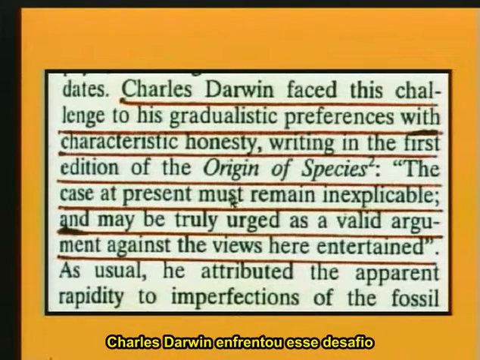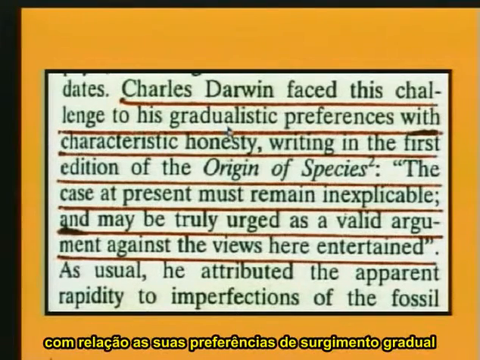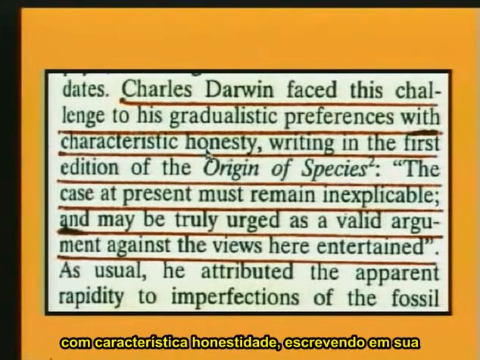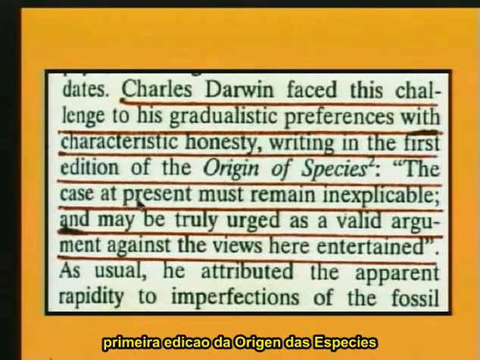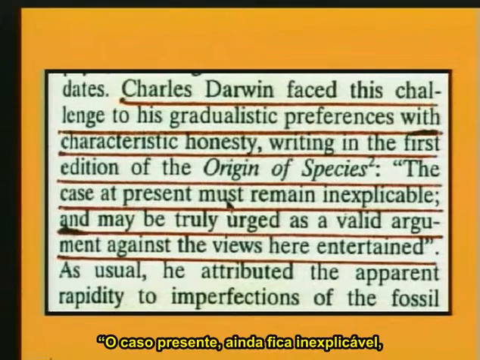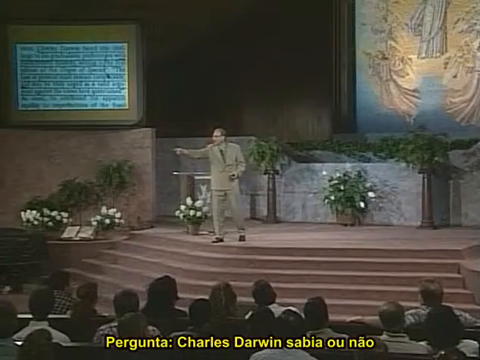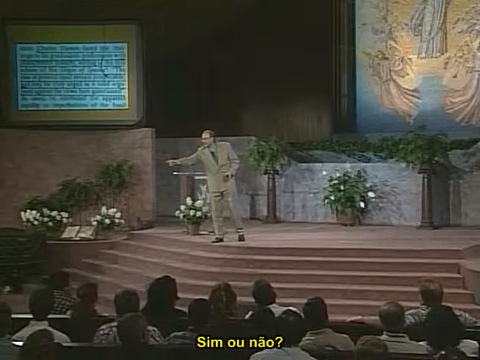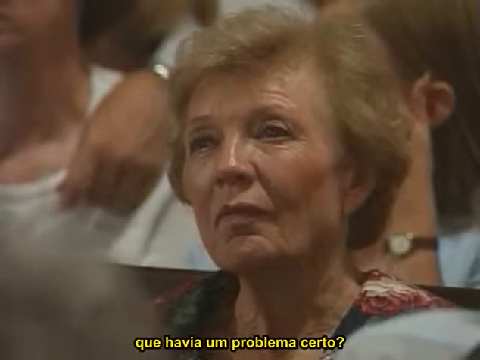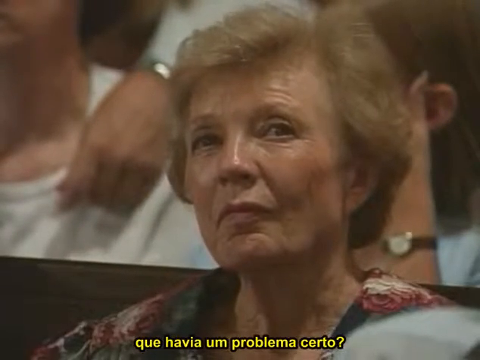Wow! Charles Darwin faced this challenge of his gradualistic preference with characteristic honesty. Writing in the first edition of Origin of Species, the case at present must remain inexplicable and may truly be urged as a valid argument against the views here entertained. Question, did Charles Darwin know there was a problem with this already? So everybody else after that has known that there was a problem with this already, right or wrong?